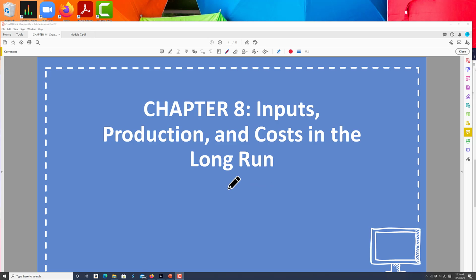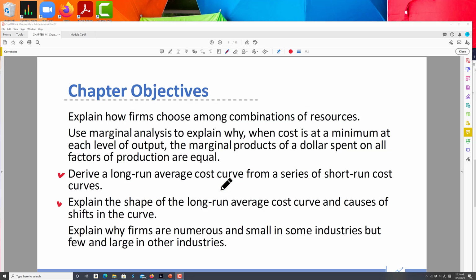But this week we will be considering long-run production decisions, so it does not matter whether capital is a fixed input in the short run or not. In the long run, all inputs are variable inputs. So in this chapter, we will be deriving a long-run average cost curve from a series of short-run cost curves.